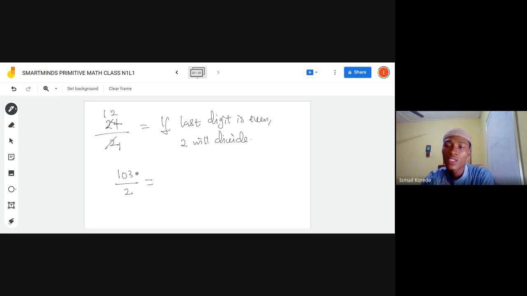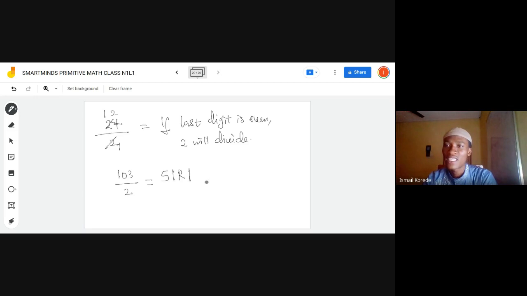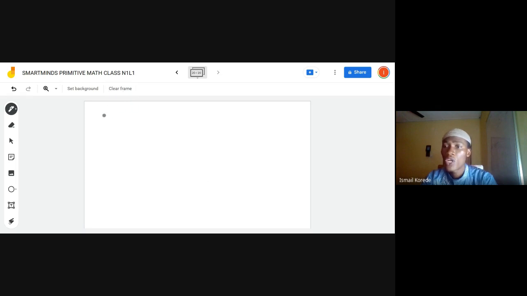But 2 in 103 is going to leave us a remainder. So 2 in 10 is 5. 2 in 3 is 1, remainder 1. So you can see in this case now, we have a remainder. So that's what I call divisibility rule. So let's check for 3. 3 is going to go into a number if, when you sum up the digits together, let's see, 24 divided by 3.